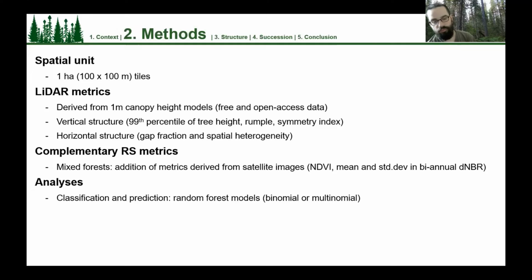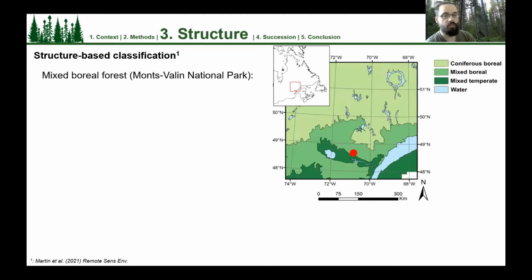And for analysis, I'll just present the results of classification and prediction based on random forest models, either binomial or multinomial, depending on the study. So for the structure-based classification, we chose to do this in the Mont-Valin National Park in Quebec, because there are still a lot of old-growth forests here, even if we are among, I would say, disturbed areas. And here, the official threshold is above 80 years, which is a rather low age threshold.